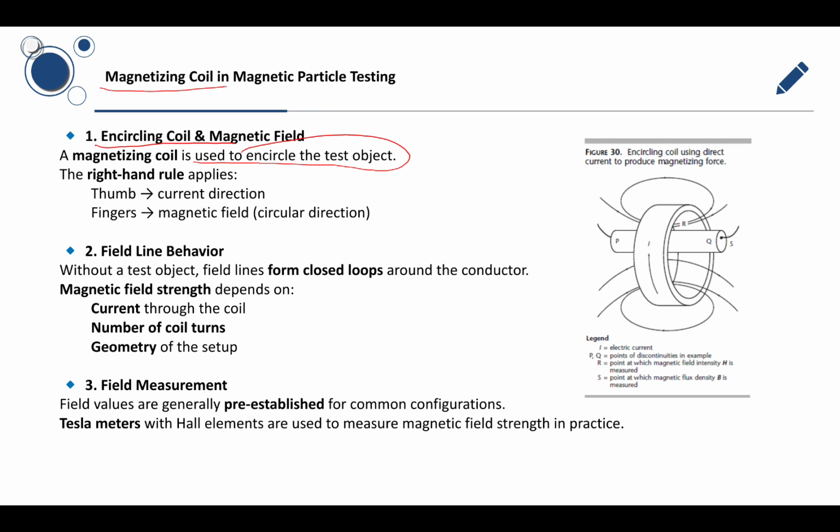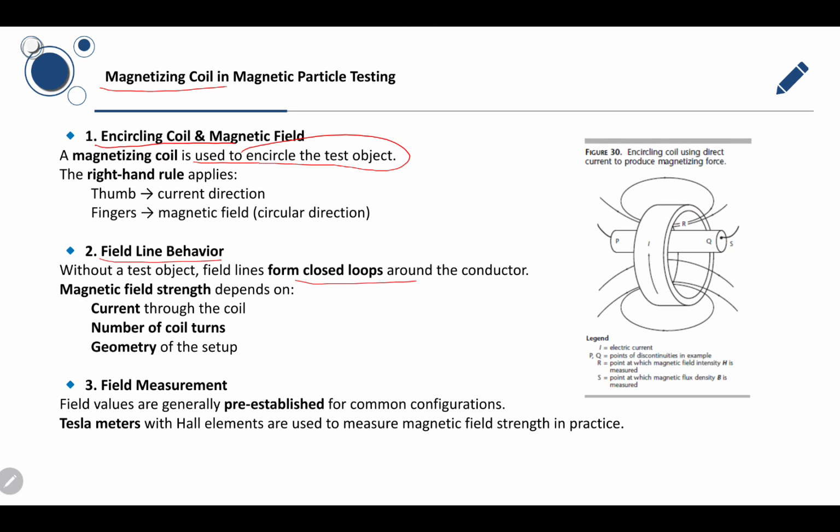We already saw this in a previous video. If your thumb points in the direction of the current flow through the coil windings, your fingers will curl in the direction of the circular magnetic field around the conductor. So this is the right hand rule. Next one is field line behavior. Without a test object inside, the magnetic field lines form closed loops around the conductor.